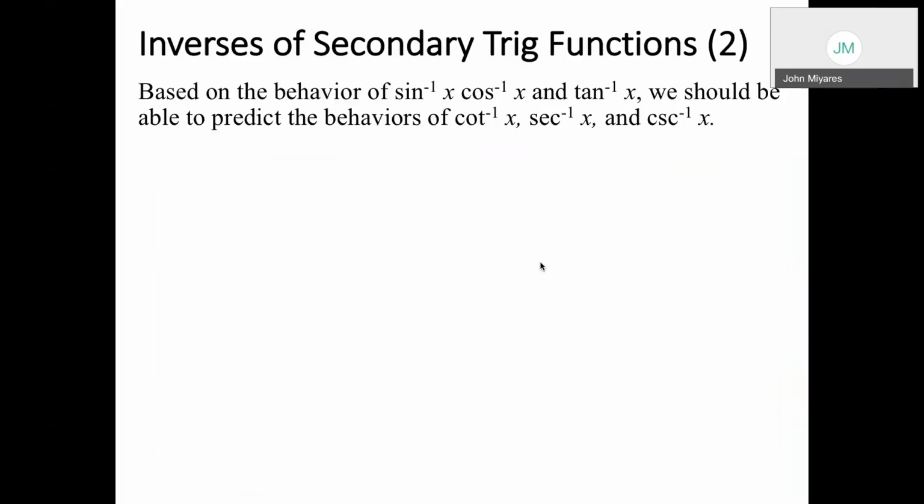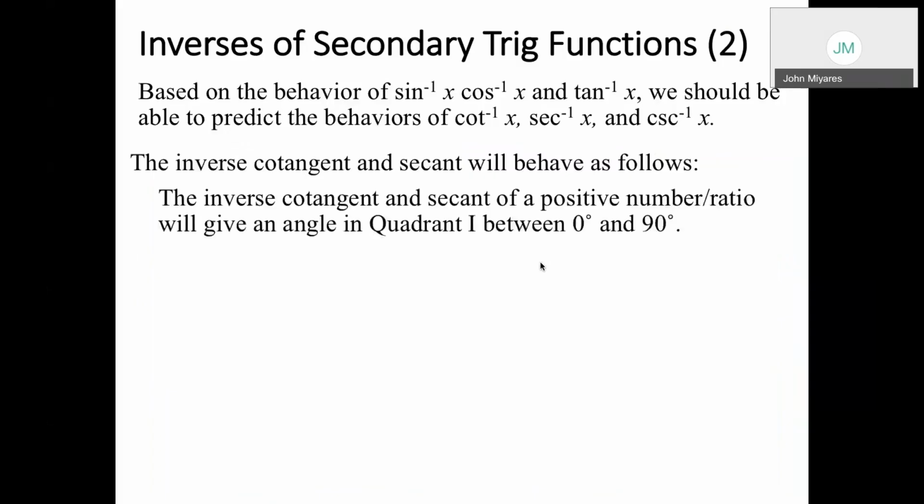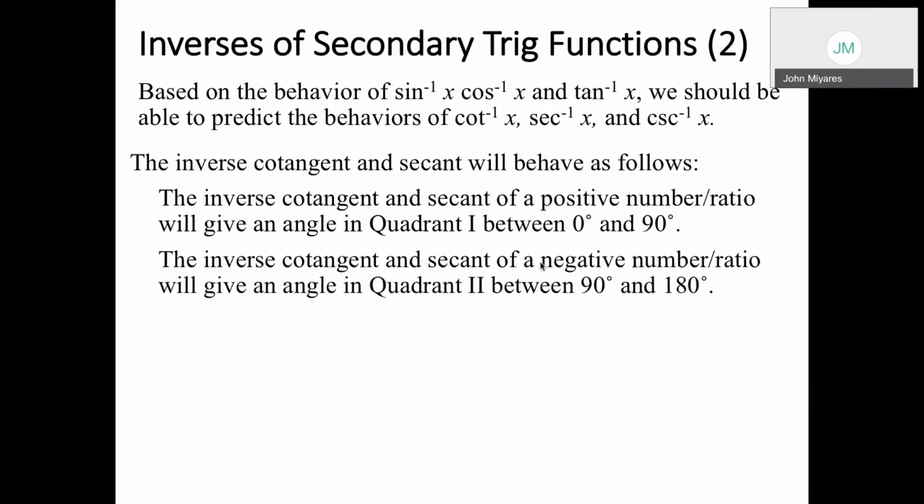So, summarizing the results of the table, the inverse cotangent and inverse secant will behave similarly in that the inverse cotangent and inverse secant of a positive number will give an angle in quadrant 1 between 0 and 90 degrees, while the inverse cotangent or inverse secant of a negative number or ratio will give an angle in quadrant 2 between 90 and 180 degrees.